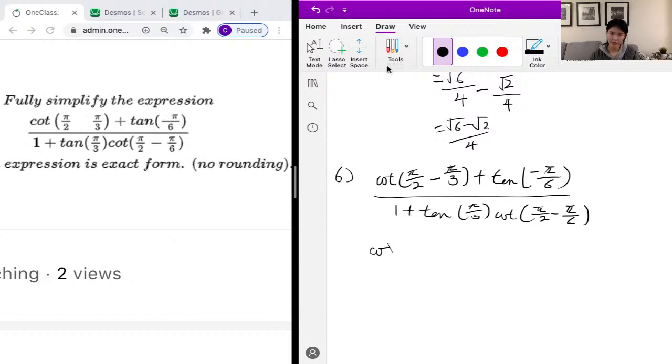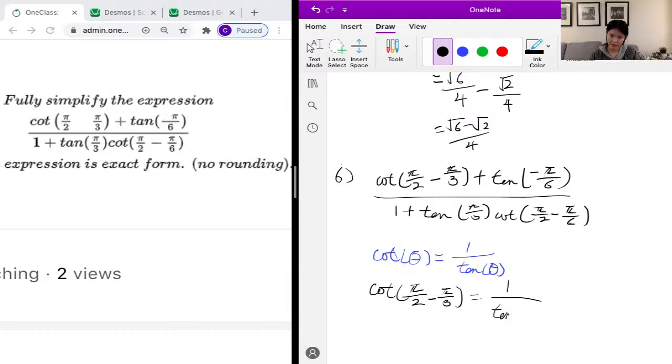In order to simplify this expression, we need some information. So first we need to know that the cotangent of an angle is equal to 1 divided by the tangent of an angle. So here our cotangent of pi over 2 minus pi over 3 is equal to 1 divided by the tangent of pi over 2 minus pi over 3.